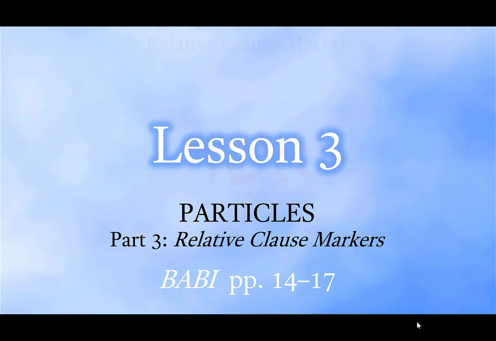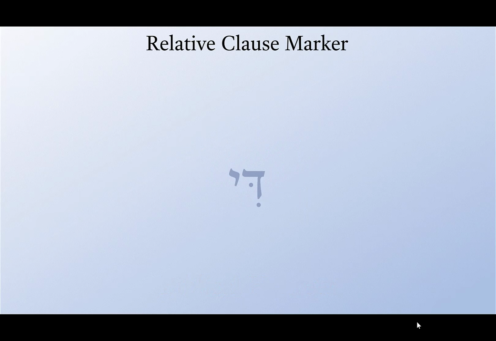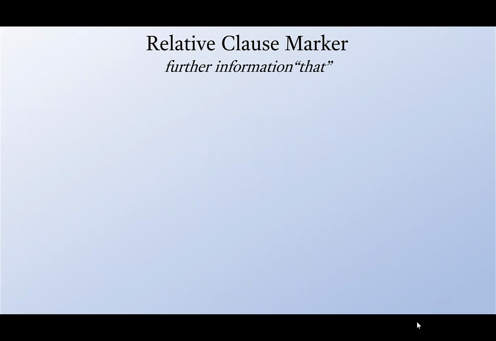Let's begin. From our study of Hebrew, we are familiar with asher, the main Biblical Hebrew relative clause marker. Instead of asher in Biblical Aramaic, we have di, this word. And interestingly, di has a broader range of uses in Aramaic than asher does in Hebrew. So let me illustrate that with some examples.